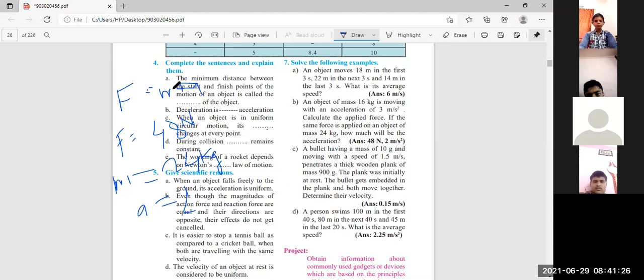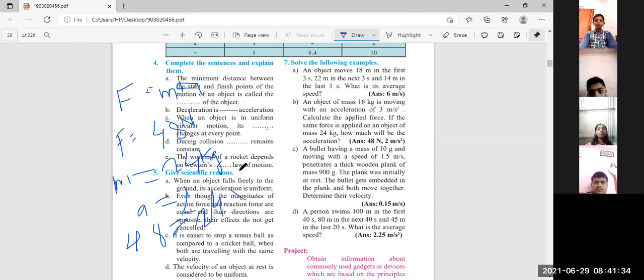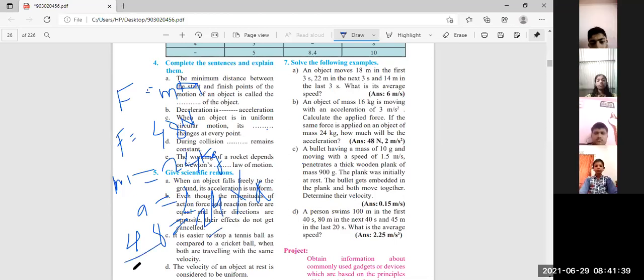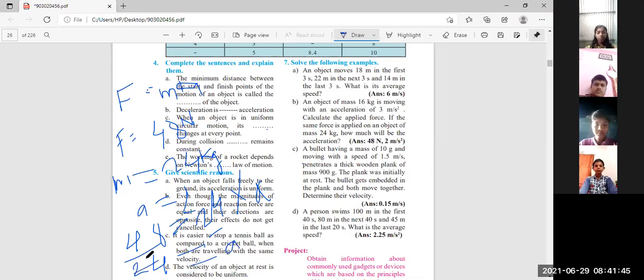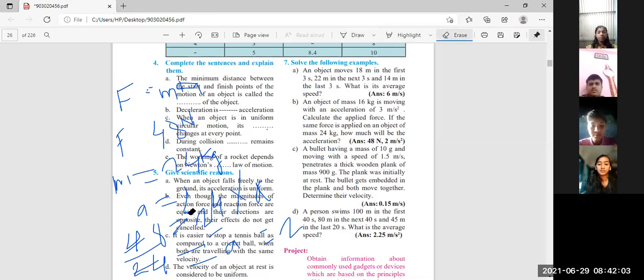MA. So the F value we know is 48, equal to mass 24 times A. We don't know the A, we have to find the A. Now 24 is here for multiplication, so we take it to the other side for division, and then only A remains. 24 ones are 24, 24 twos are 48. So A came to 2 meter per second square. Yes or no? Understood, Shreya? Yes, sir.